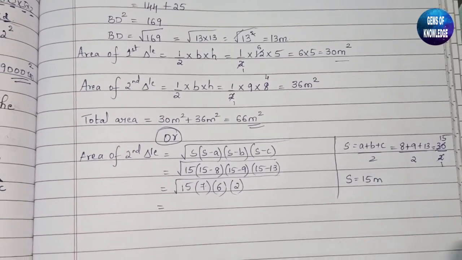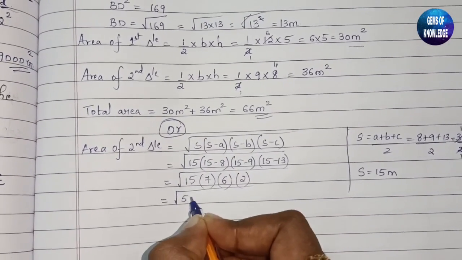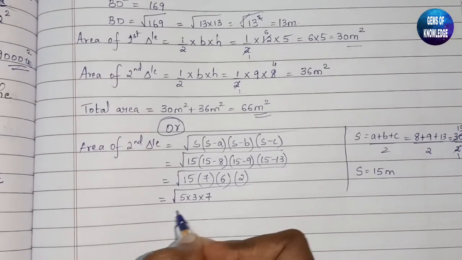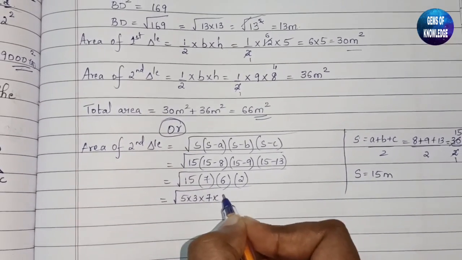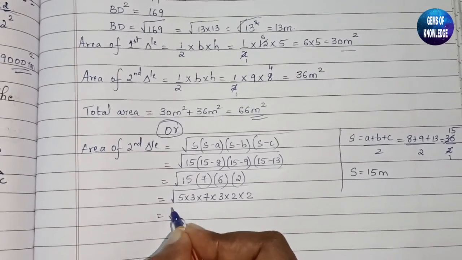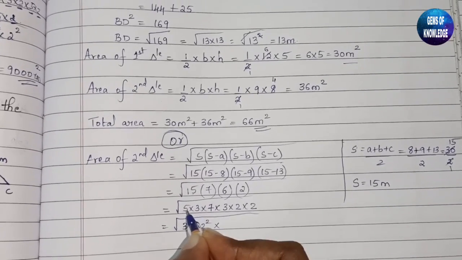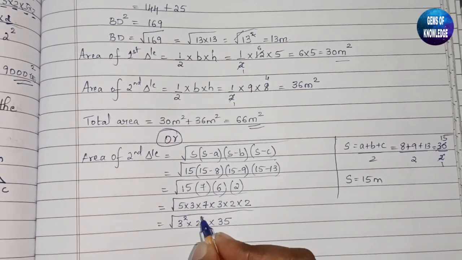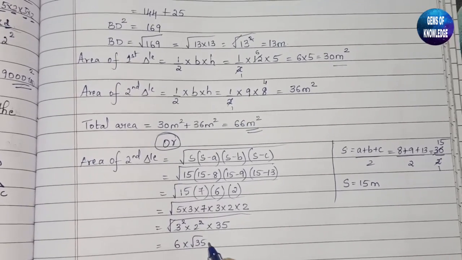Now we write 15 in its basic form as 5 threes are 15, or 3 fives are 15. 7 can be written as it is, because 7 is not divisible by any other number. 6 is 3 twos, or 2 threes, and 2 is the smallest number itself. Now, as you can see, we have 3 square into 2 square, and 5 and 7 are remaining. 5 sevens are 35 will remain as it is. Now this square and this root cancel. So 3 twos are 6, we are getting 6 into root 35 meter square.